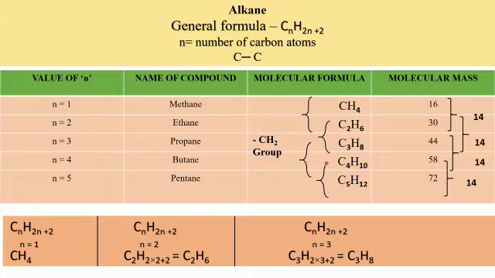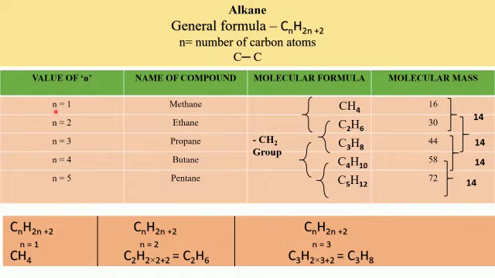So here we have a table. The first column gives you the value of n. We will study the first 5 members of the alkane series, and so we have taken the values of n to be 1, 2, 3, 4 and 5. Then we will name the compound. Next we will find out the molecular formula using the general formula. And then we will compare the molecular mass of the various members.